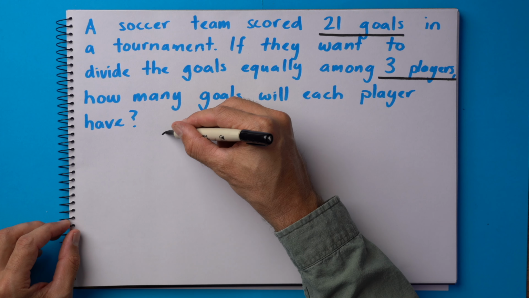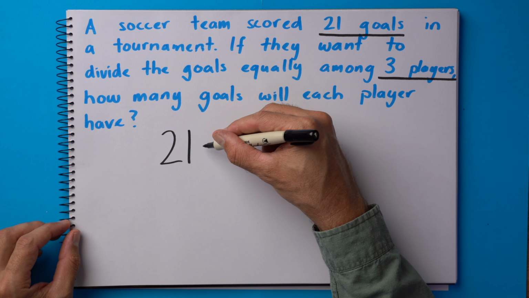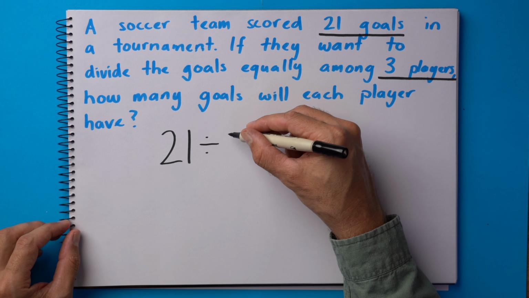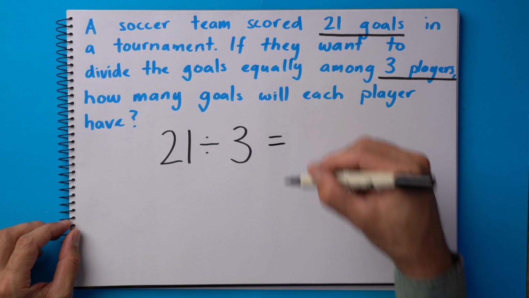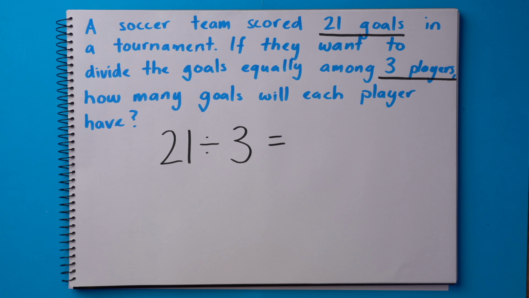We've identified the important information in the question. Now let's write a number sentence. 21 shared between 3 equals. For this one, I haven't got mini soccer balls available, so I'm going to just use some blocks. Let's count out 21 blocks.